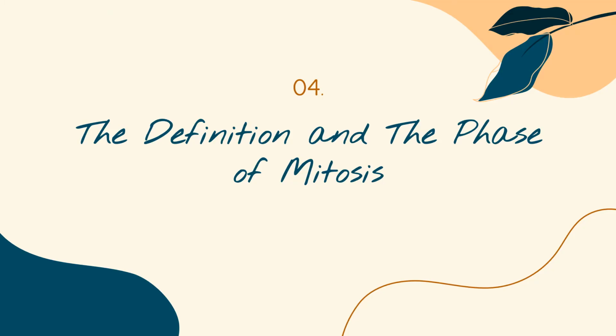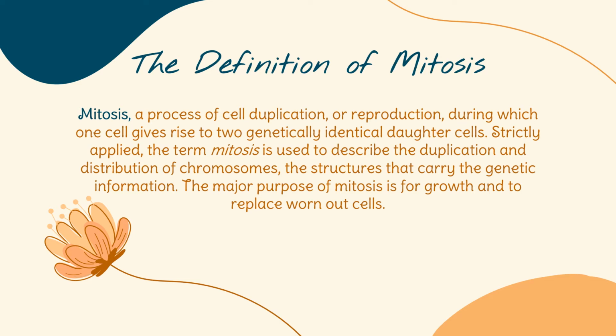As we already mentioned, there are two types of cell division. The first one is meiosis and the second one is mitosis. Now let's talk about mitosis. So what is mitosis? Mitosis is a process of cell duplication or reproduction, during which one cell gives rise to two genetically identical daughter cells. Strictly applied, the term mitosis is used to describe the duplication and distribution of chromosomes, the structures that carry the genetic information. The major purpose of mitosis is for growth and to replace worn out cells.